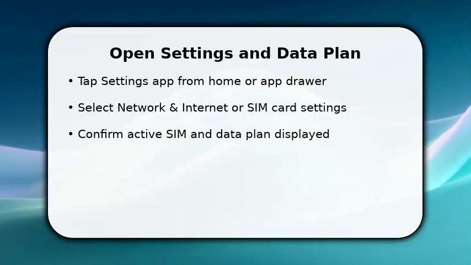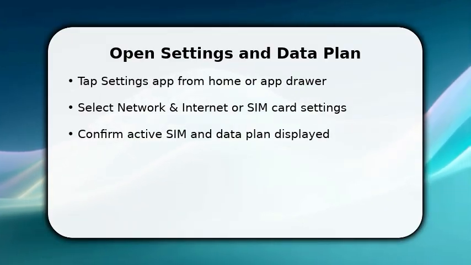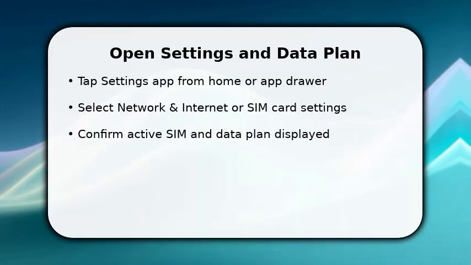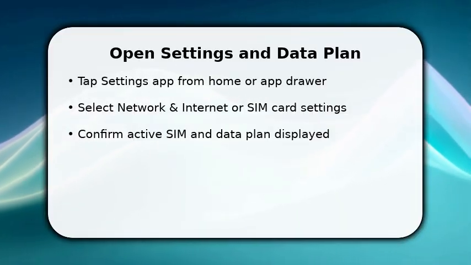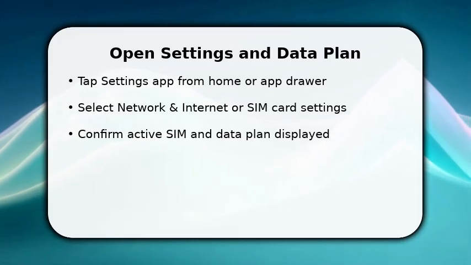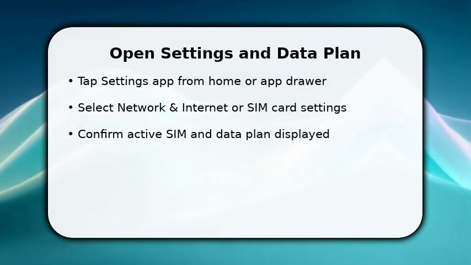You start by opening settings so you can inspect active connections. Tap Network and Internet or SIM card settings. This shows both SIM status and data plan. Once done, make sure the correct SIM is selected if you have dual SIM.